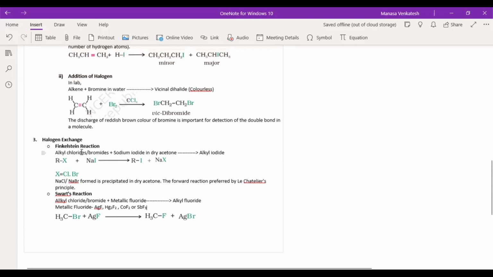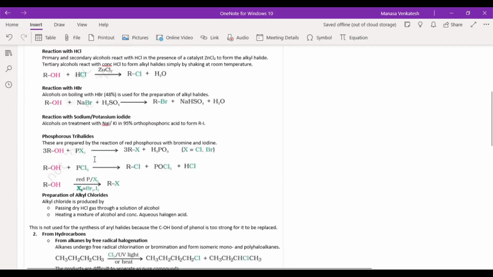Next reaction is the Finkelstein reaction. Here you have an alkyl chloride or bromide reacting with sodium iodide in dry acetone to give us an alkyl iodide with sodium halide. In this reaction, the sodium chloride or bromide which is formed will be precipitated out. And because this is getting precipitated in acetone, the reaction will go in the forward direction. This is based on Le Chatelier's principle. Now, these two reactions are actually halogen exchange reactions, which means one of the halogen atoms has been replaced by another atom.